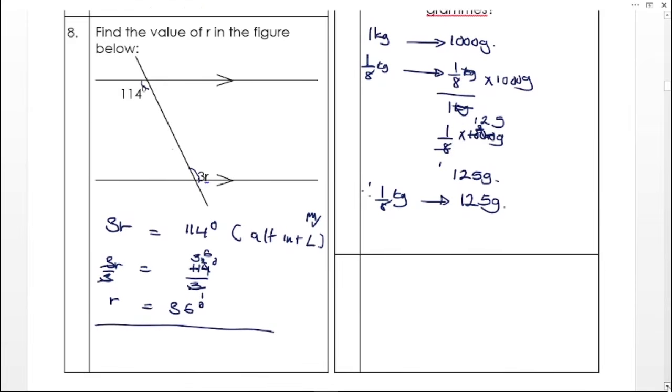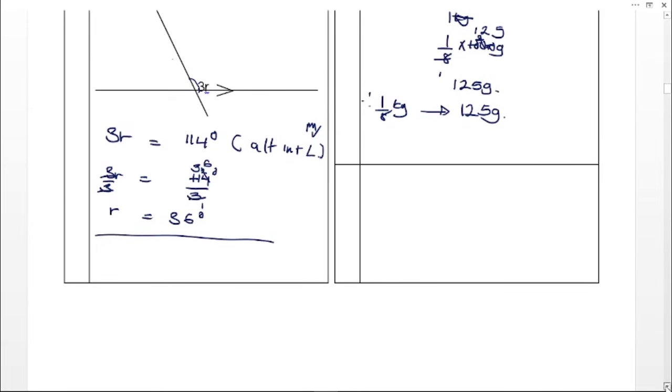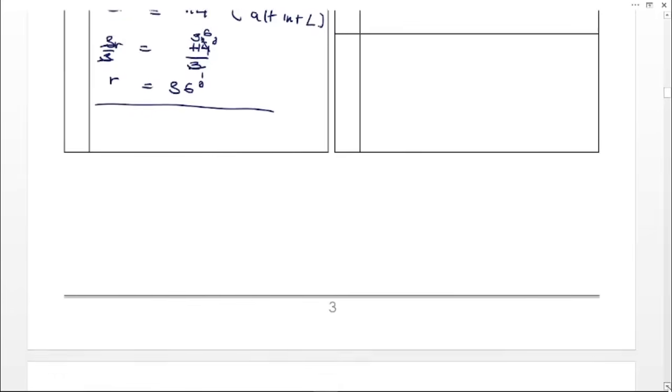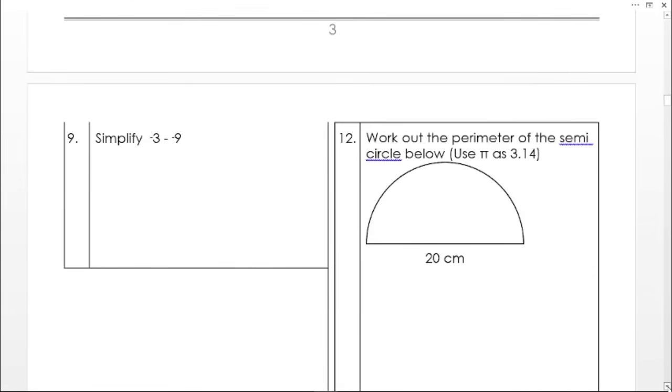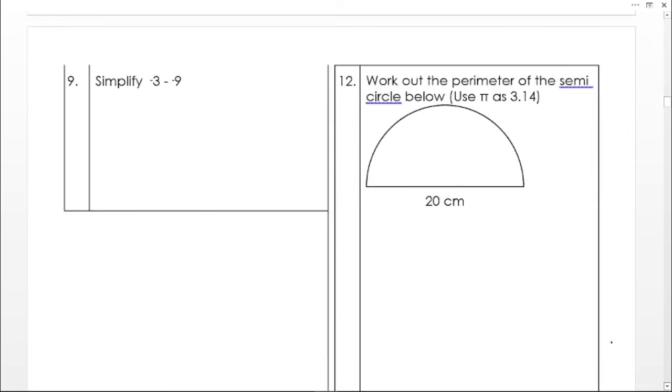Okay, now I think we are still together. This is the Mukono Municipal Council mock examination. So we are dealing with our section A right over here. Now number this says simplify. These are integers. So we are having -3 minus -9. Now my dear learner, what do you know when you have negative by negative? Negative by negative, we get a positive. Therefore -3 plus 9.